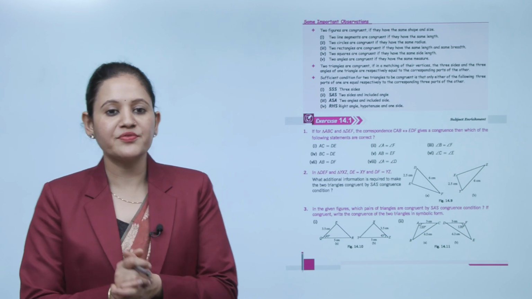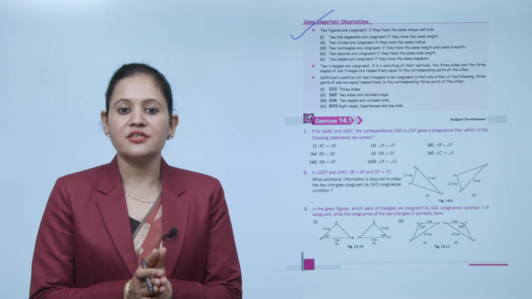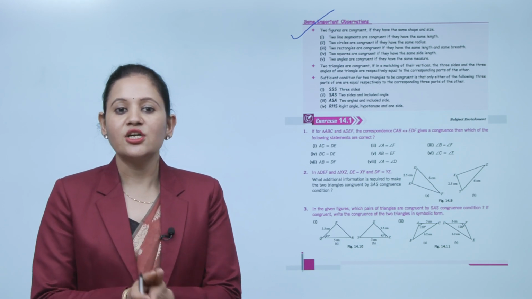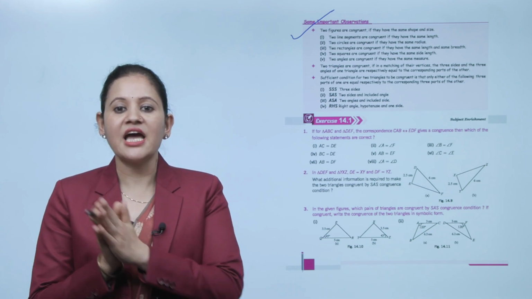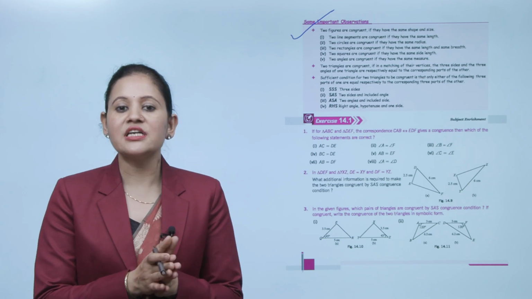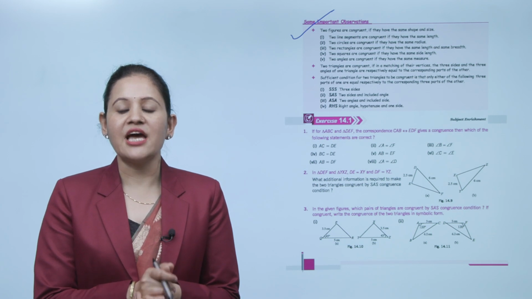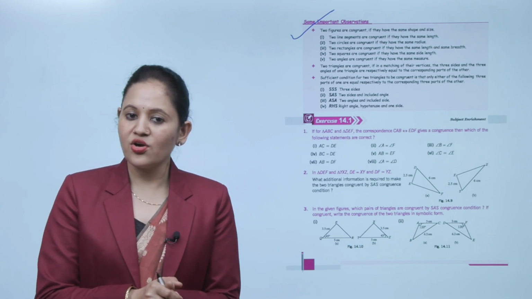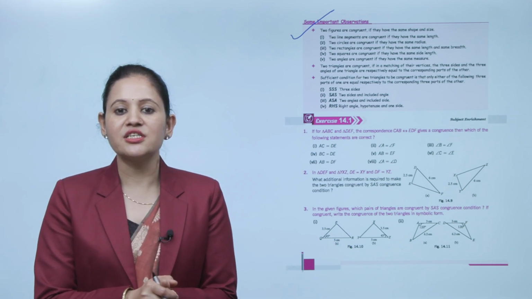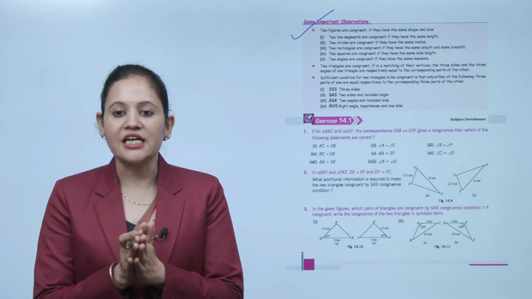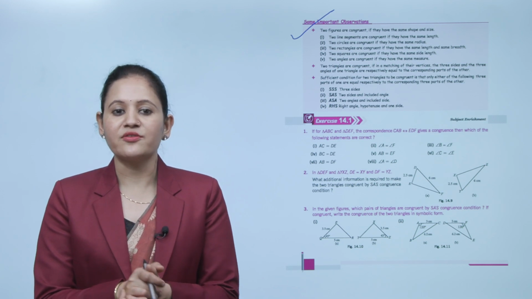Next are some important observations. Two figures are congruent if they have the same shape and size. Two line segments are congruent if they have the same length. Two circles are congruent if they have the same radius. Two rectangles are congruent if they have the same length and the same breadth. Two squares are congruent if they have the same side length. Two angles are congruent if they have the same measure. Two triangles are congruent if, in a matching of their vertices, the three sides and three angles of one triangle are respectively equal to the corresponding parts of the other.